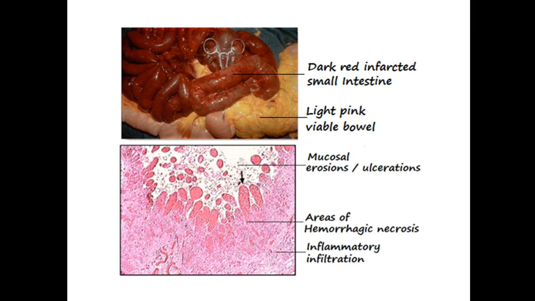Below the area of mucosal erosion and ulceration, the area of hemorrhagic necrosis can be seen, which represents the area which is deprived of its blood supply. And more below the areas of hemorrhagic necrosis, a zone of inflammation can be seen, which is characterized by the infiltration of inflammatory cells. In the acute phase, the neutrophils, and then in the chronic phase, the lymphocytes, plasma cells, and macrophages.